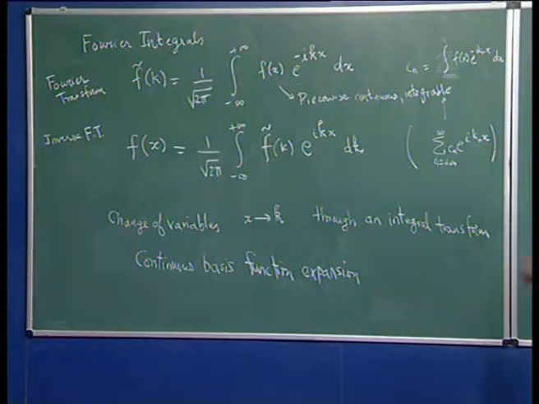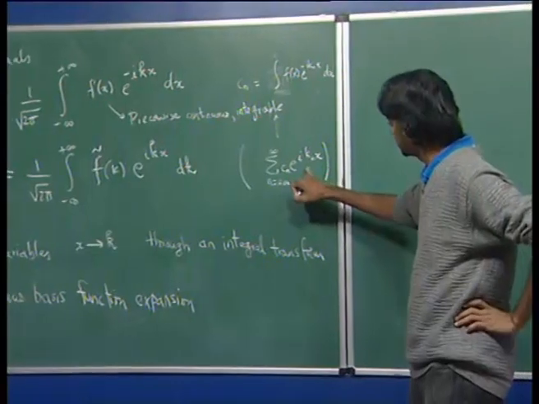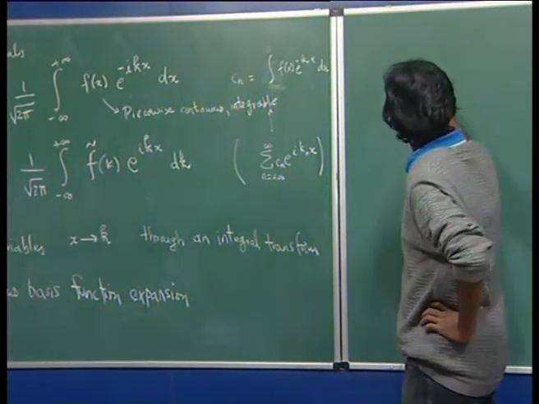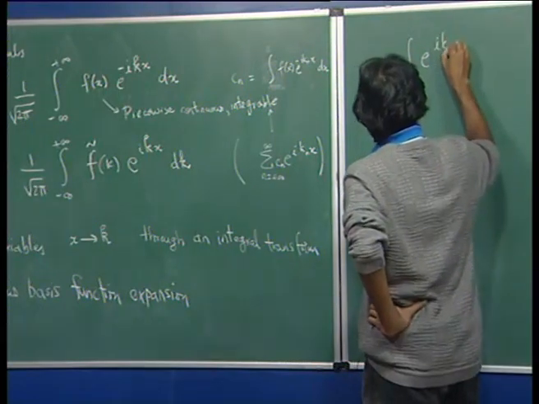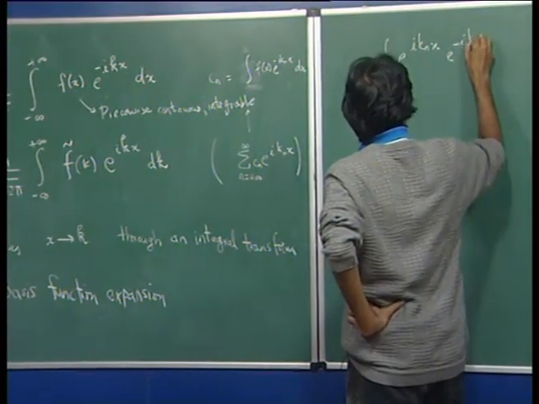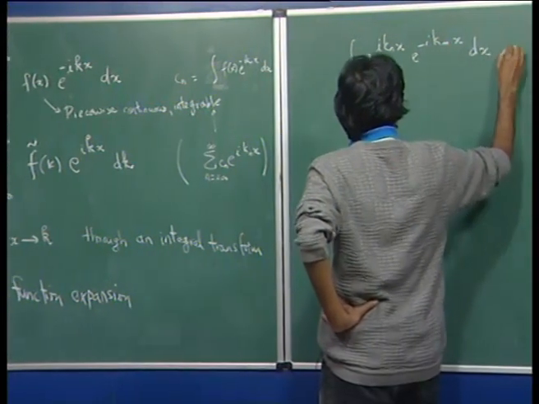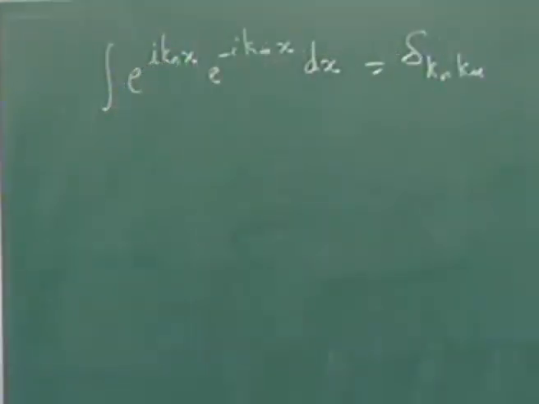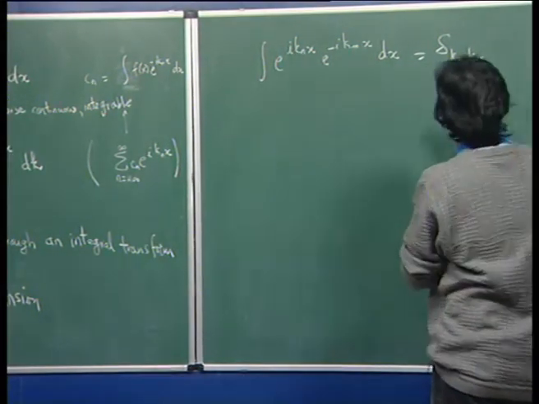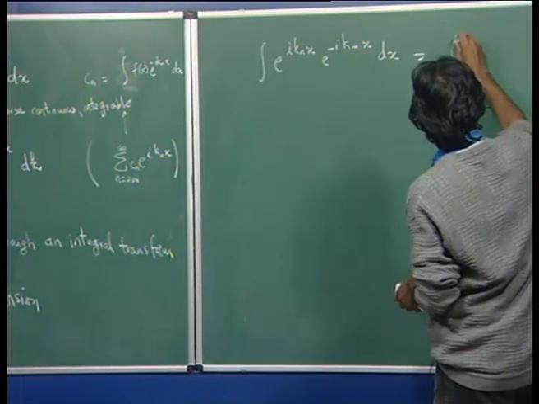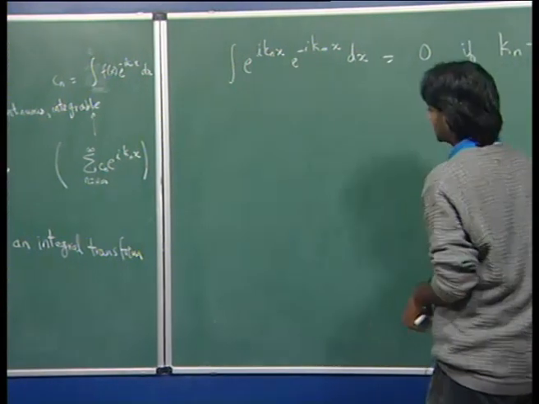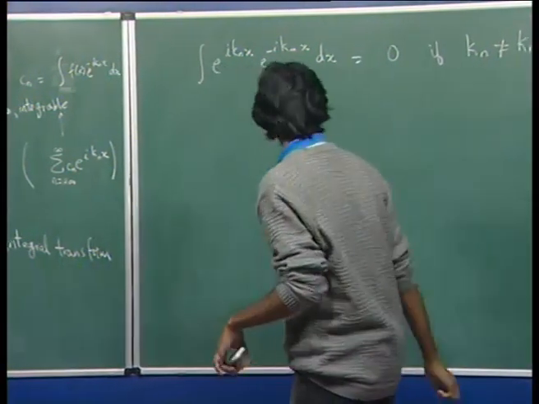Now you come back to something in this case. In the Fourier series case we said that the different basis functions were orthogonal. So we had relations like the integral of e^(i k_n x) e^(-i k_m x) dx equal to delta of k_n and k_m, or equal to 0 if k_n is not equal to k_m. So we had this orthogonality relation in the discrete case.